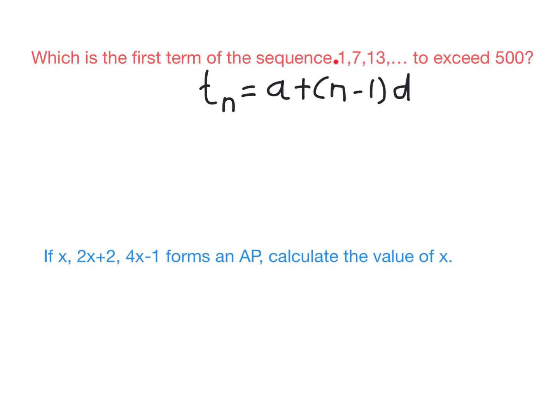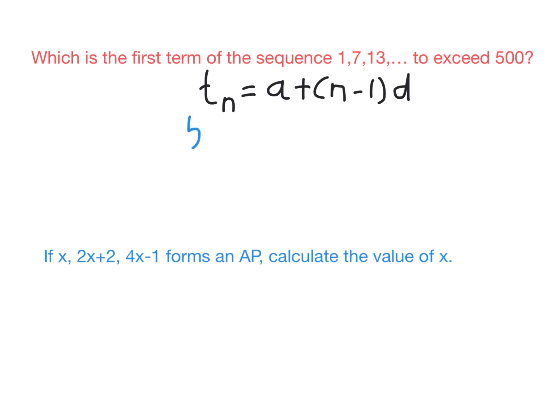Now here I know a, I can easily figure out d, and I know the value of the term is T. I want to find n here. I want to find the number of the term. Is it the second term, or the 300th term, or the 50th term, whatever. So what I'm going to do is take my formula, substitute T, a, and d, and solve for n.